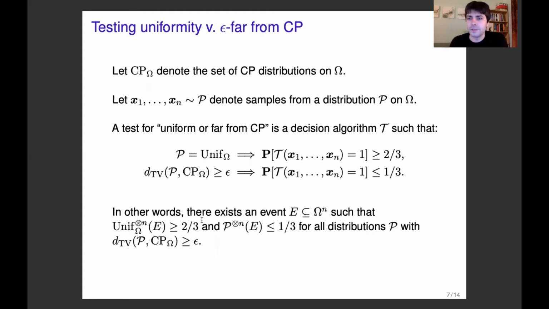Another way to formulate this condition is to say that there exists an event E in omega to the n such that the uniform distribution on omega to the n gives the event E probability at least 2/3. And for all distributions P which are epsilon far from completely positive, the probability of the event E under P tensor n is at most 1/3.